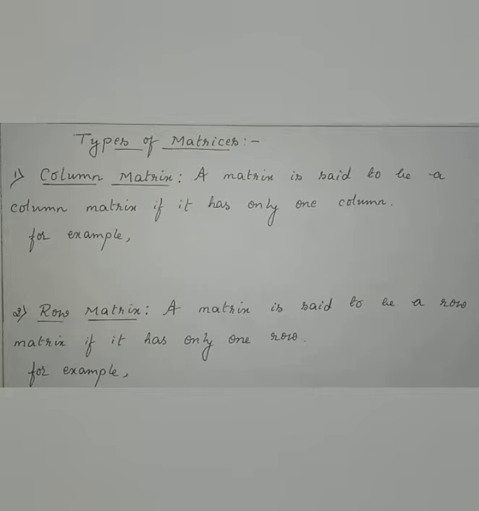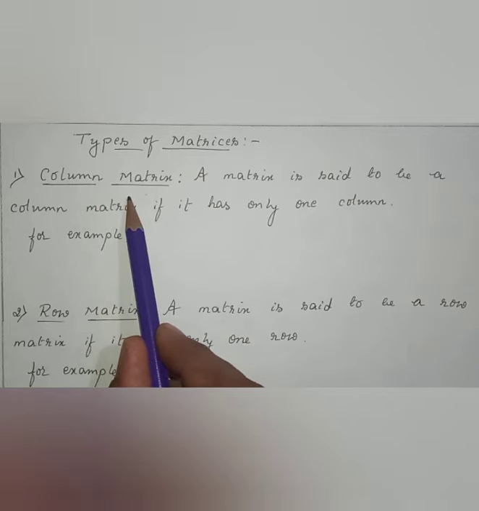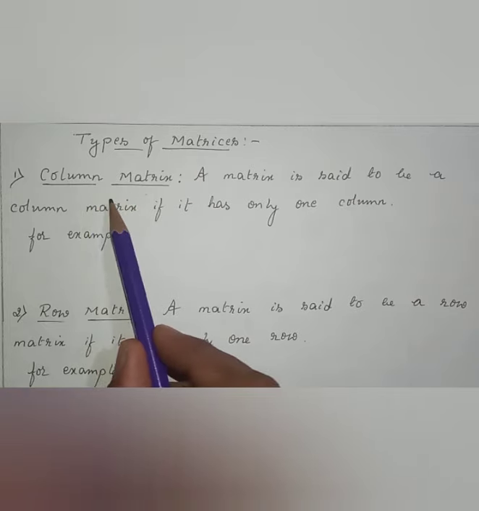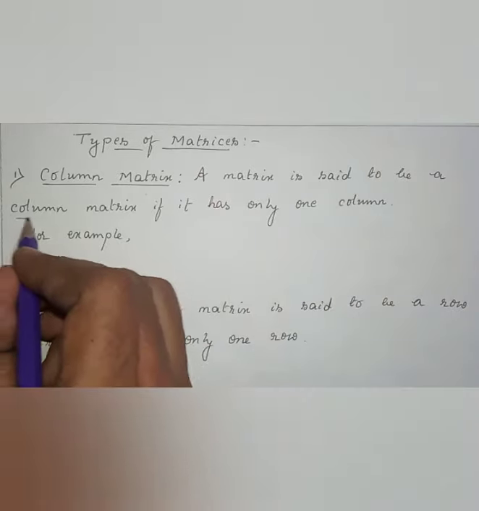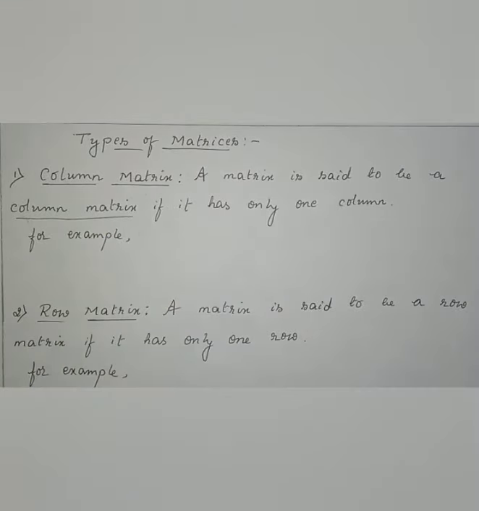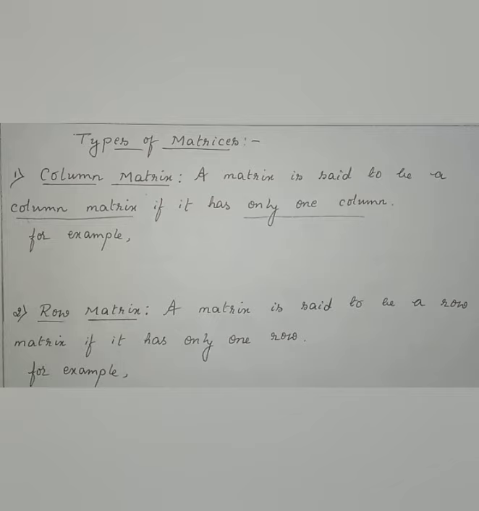At first, we define the column matrix. The name itself defines the matrix. A matrix is said to be a column matrix if it has only one column. The number of rows may be anything, but the column should be only one. That matrix is called a column matrix.